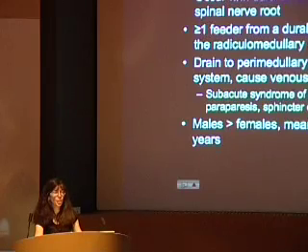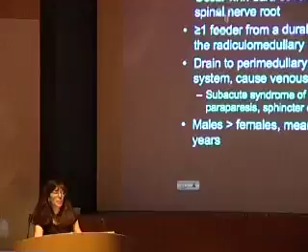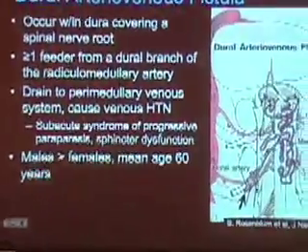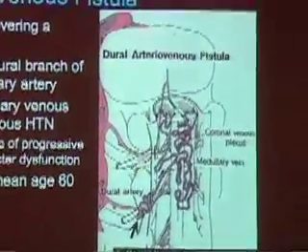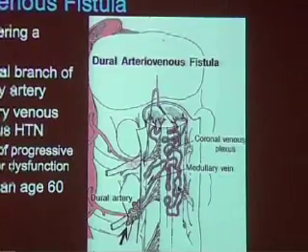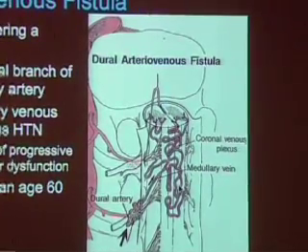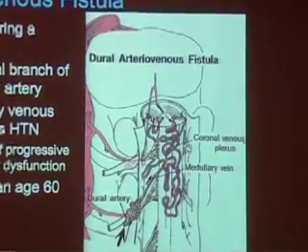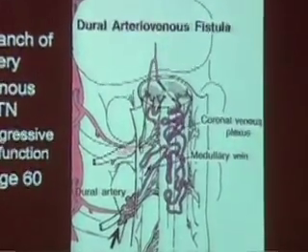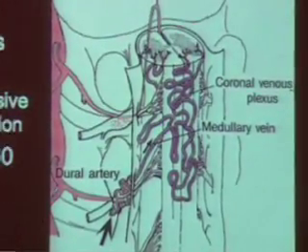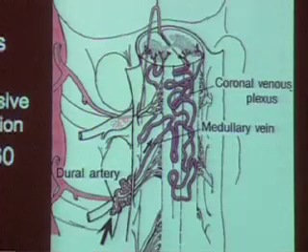Dural AV fistulas occur within the dura covering a spinal nerve root. They may have one or more than one feeder from a dural branch of the radiculomedullary artery. Because they drain to the perimedullary venous system, they cause venous hypertension. And what does that do? That results in a subacute syndrome of progressive paraparesis and sphincter dysfunction that is most commonly seen in older males. But it can present as early as the teenage years, and it can present in females.